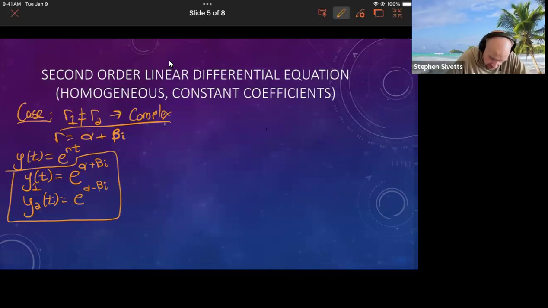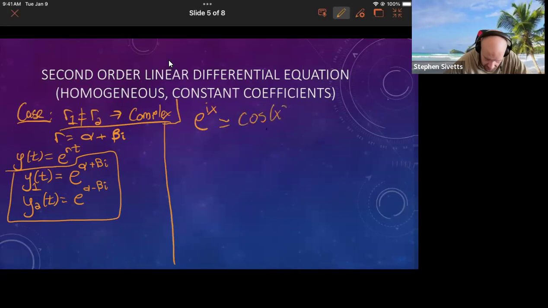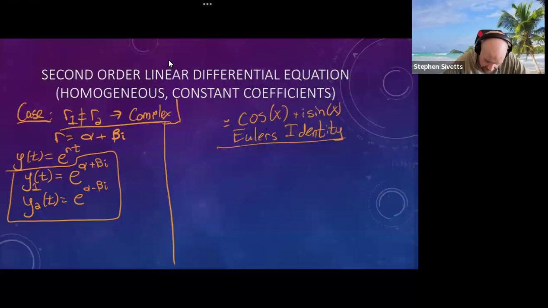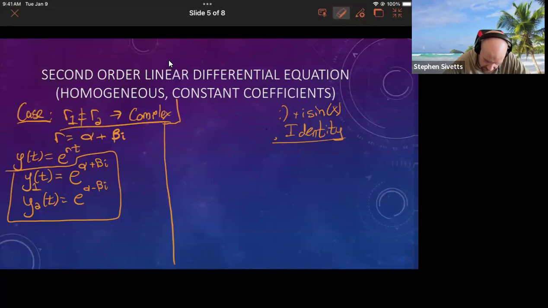And if you are familiar with this, e raised to the ix should ring some bells. In Calc 2, e to the ix equals cosine of x plus i times sine x. This was Euler's identity, right? If you recall that in calculus, x can be any number, right?